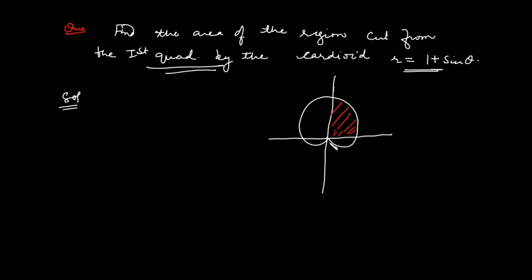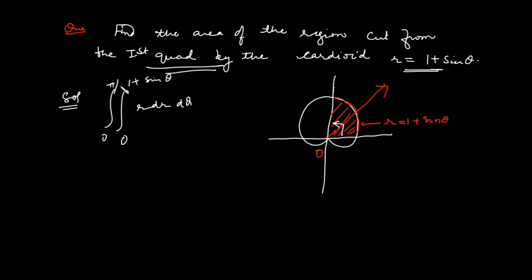So we consider this as the pole. We pass an initial ray. Our r is always varying from 0 to this. Here the value of r is 1 plus sine theta. So the limits for r will be varying from 0 to 1 plus sine theta. In the first quadrant, theta is 0 to pi by 2. Again, first evaluate this integral, substitute the limits, and then integrate with respect to theta.